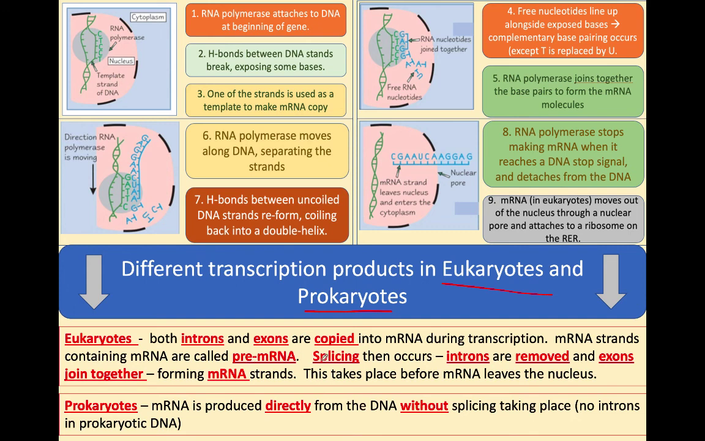We then have splicing, like what we might have done years ago for videotape. And what happens in splicing is all the introns, all the non-coding DNA, is removed, and then the exons are shuffled together to form the messenger RNA strand. And this takes place before mRNA leaves the nucleus. In prokaryotes, there are no introns or exons, just exons if you like. So messenger RNA is produced directly from the DNA without splicing having to take place.